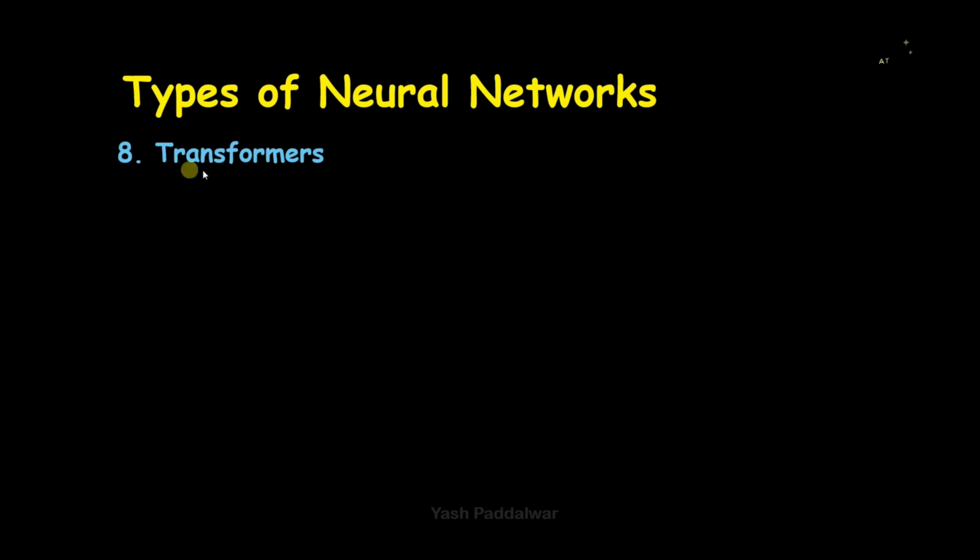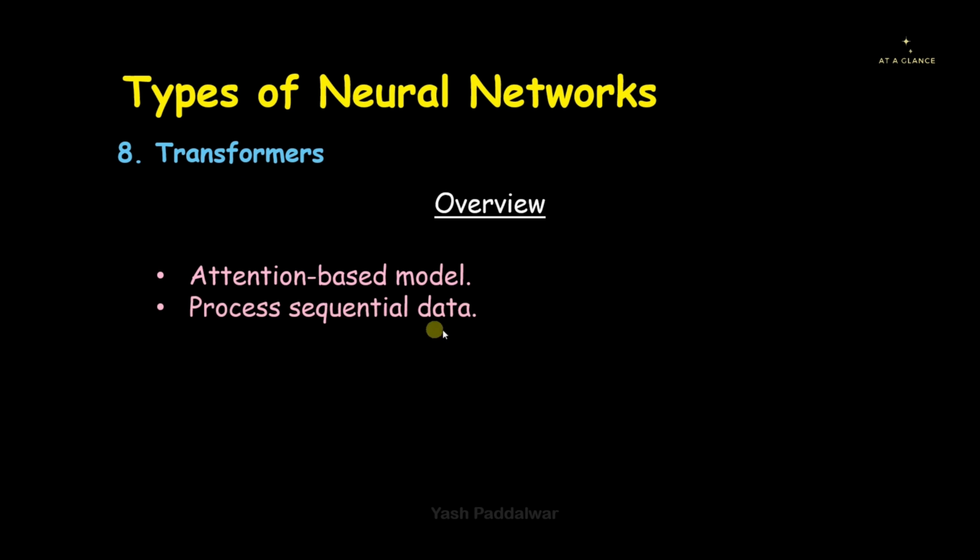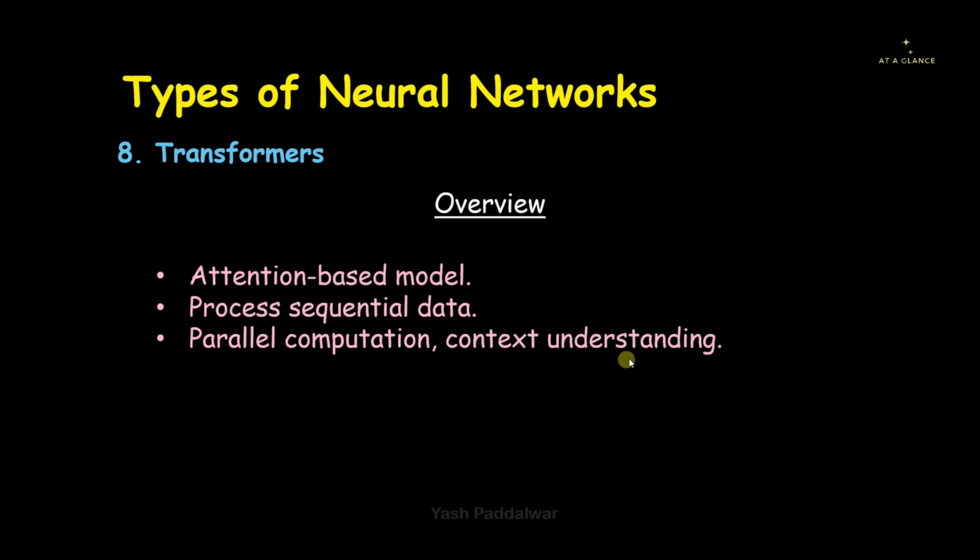Now let's move on to another type of neural network, which is called transformers. Let's have an overview of it. Transformers are attention-based models, which provide additional focus to a particular component. It processes sequential datasets, and it has the feature of computing in parallel, as well as an ability to understand the context. So I hope the overview of transformer neural network is clear to you all.